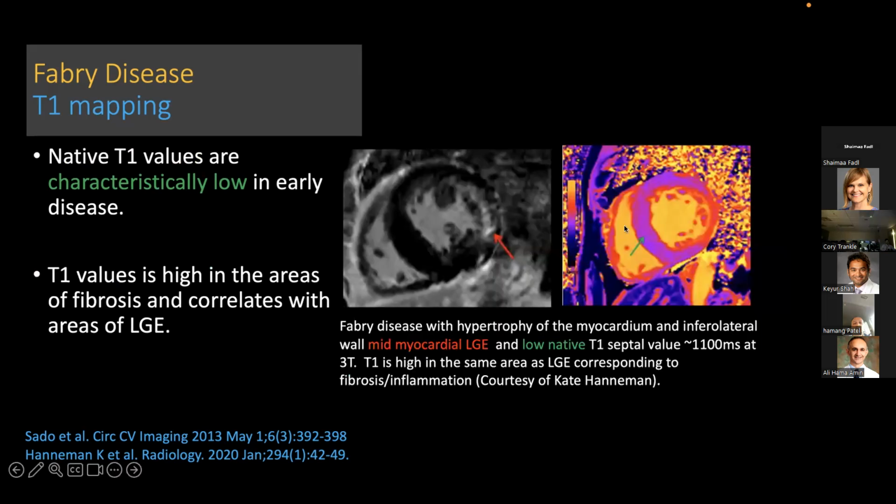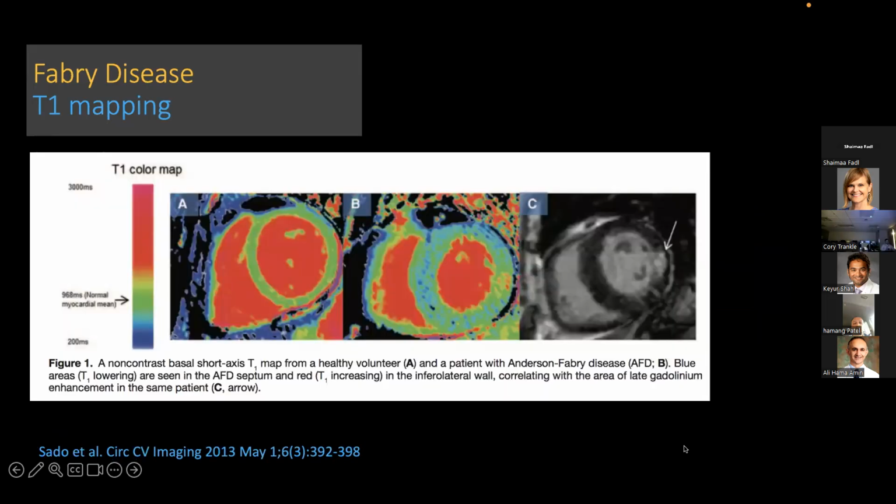This is an example of a patient with Fabry disease, and you can see that the septal wall is having the disease and showing low native T1 values along the septum, but because of the LGE and increasing areas of fibrosis along the lateral wall, you can see that these values along the lateral wall are elevated.